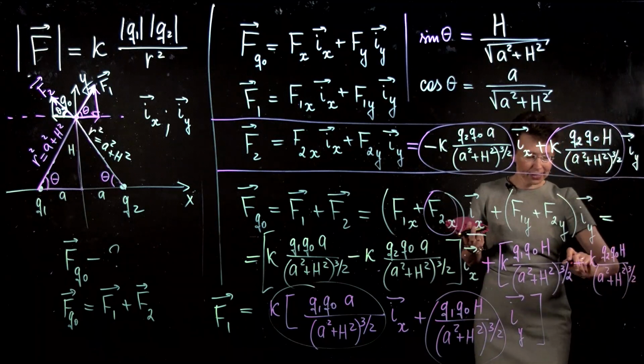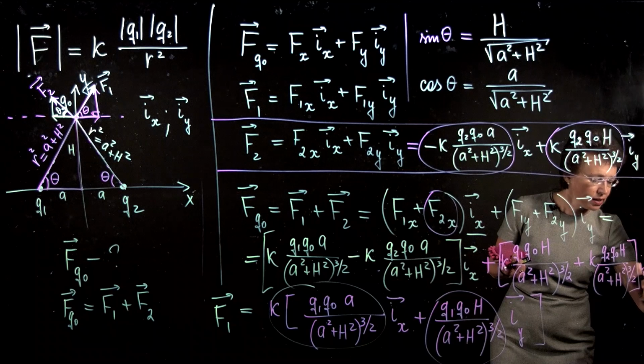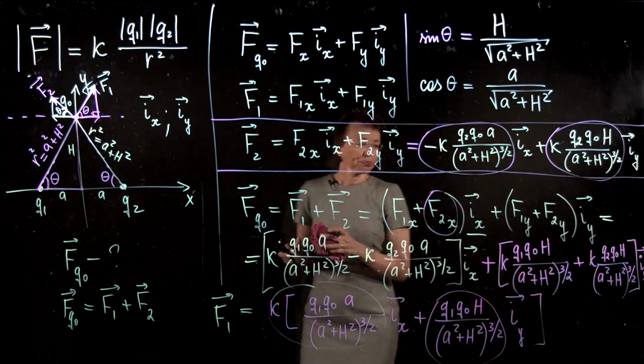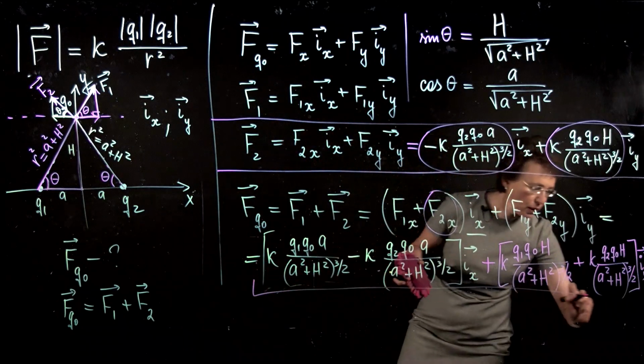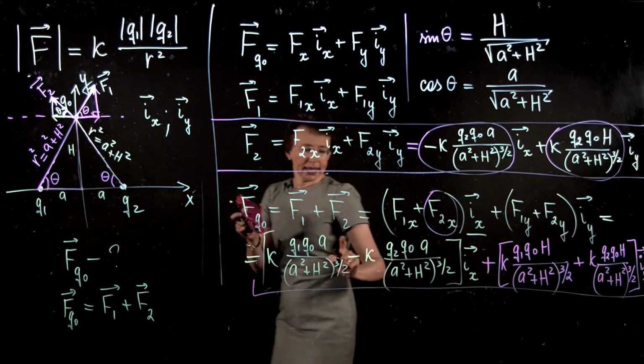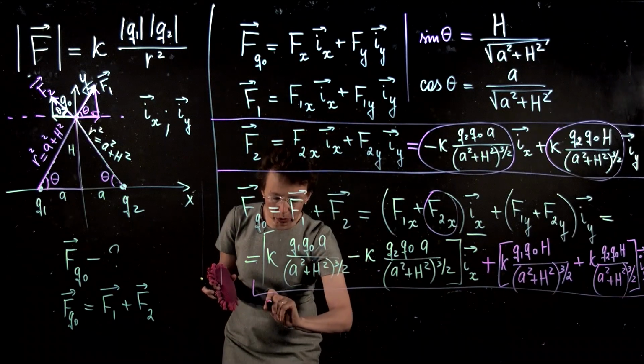And this is iy, the y component of the resultant. This is our final answer for F on Q naught. And now let's assume that Q1 is equal to Q2.